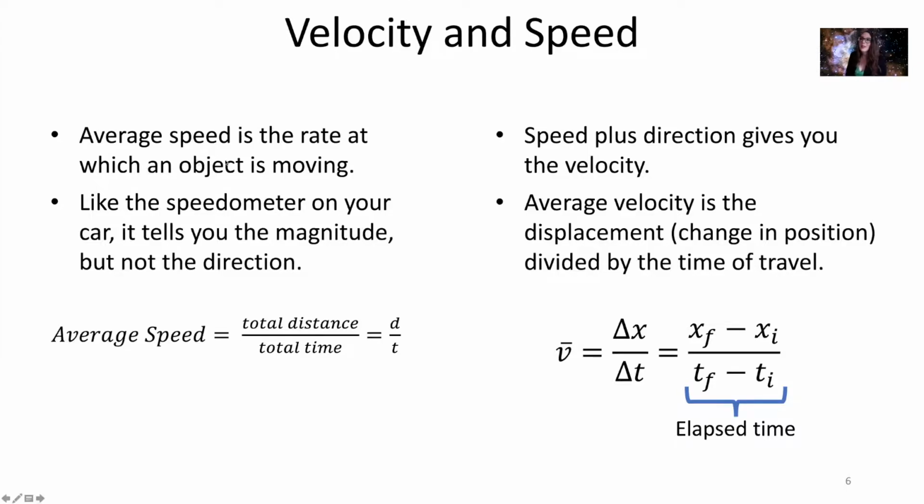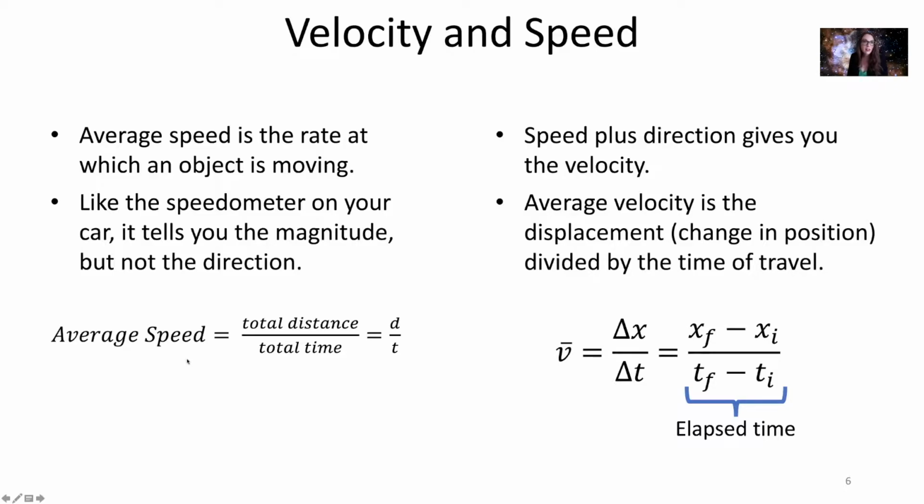An average speed is the rate at which an object is moving. Just like the speedometer on your car, it tells you the magnitude of your rate of change, but it does not tell you your direction. So you could put your car in reverse, move it backward very quickly, and your speedometer would still only tell you the magnitude of your rate of change in position.